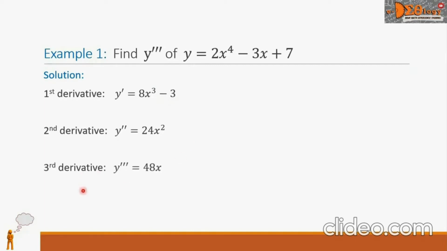For the third derivative, that is the y triple prime is equal to this power 2 multiplied by 24, it becomes 48 times x raised to the power 2 minus 1. So we simply put here x. So y triple prime is equal to 48x. This is our final answer.